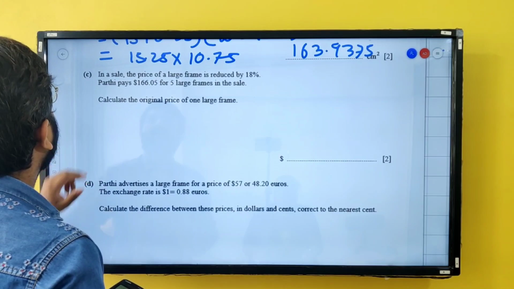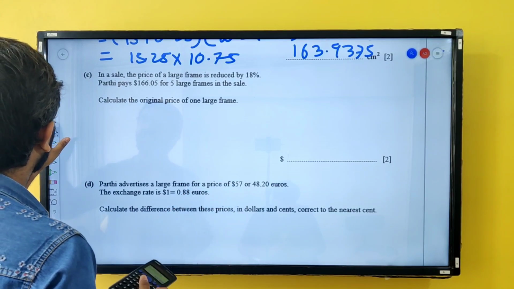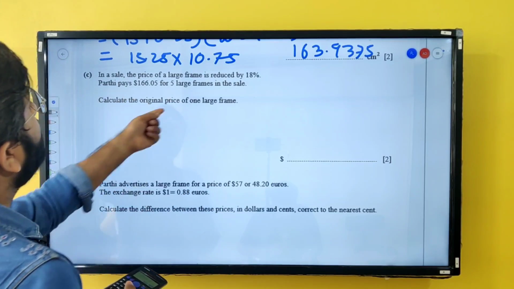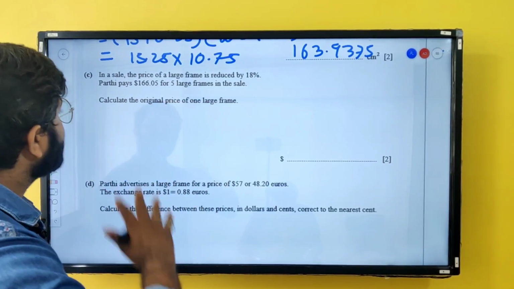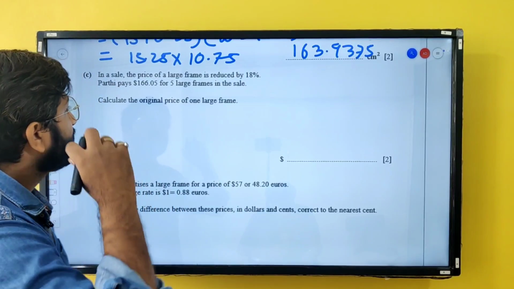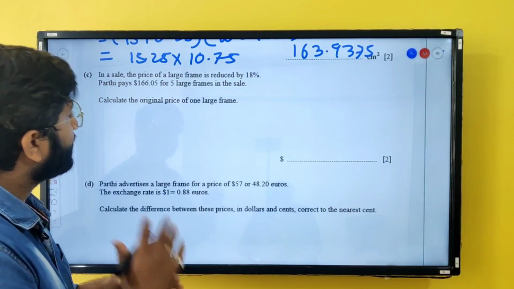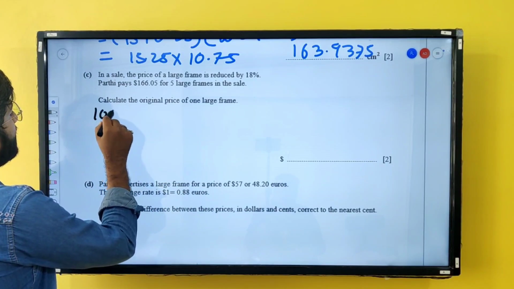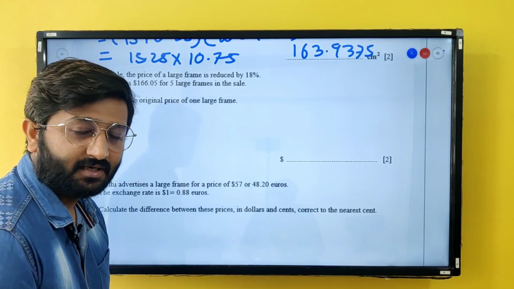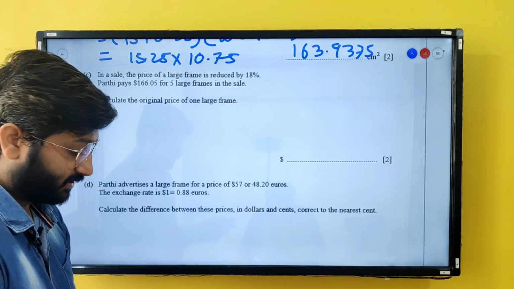Next, in a sale, the price of a large frame is reduced by 18%. Parthi pays $166.05 for 5 large frames. Calculate the original price. Okay, so had the original price been 100, in the sale the price was reduced by 18%.